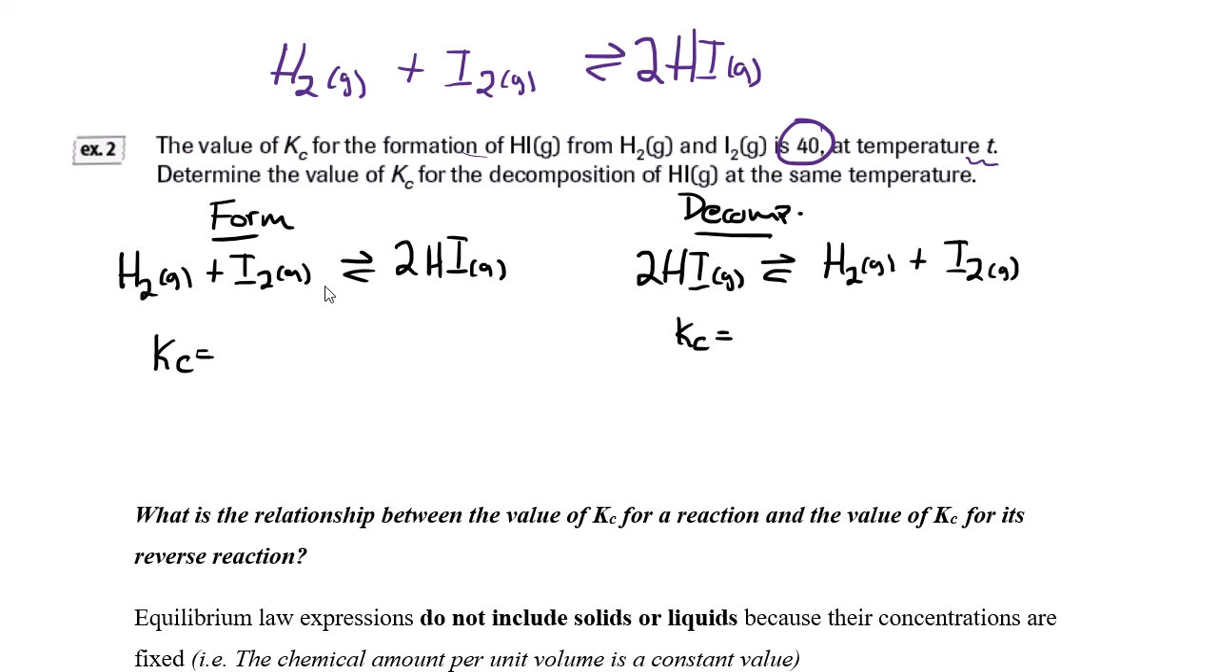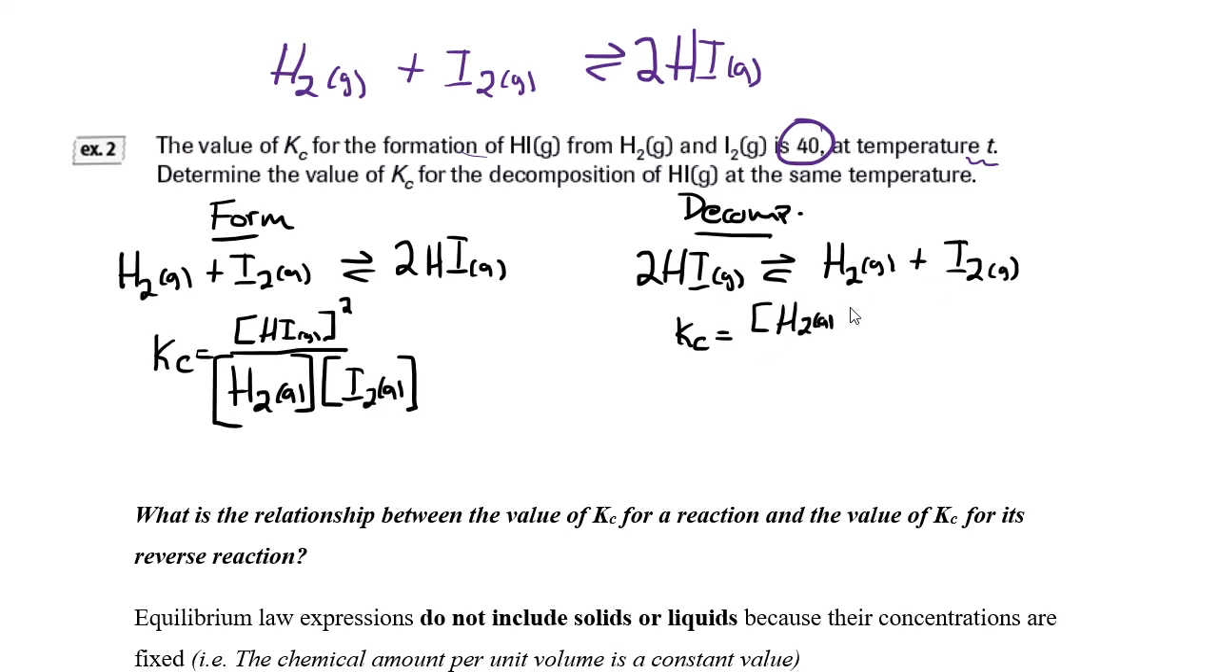So the products go on the top. My hydrogen iodide gas would be taken to the power of 2 divided by my hydrogen gas multiplied by my concentration of iodine. Okay, so that's my formation. Now for my decomposition, my products go on the top. So my hydrogen iodide concentration would be multiplied by my iodine concentration, and that's divided then by my HI, taken to the power of 2.